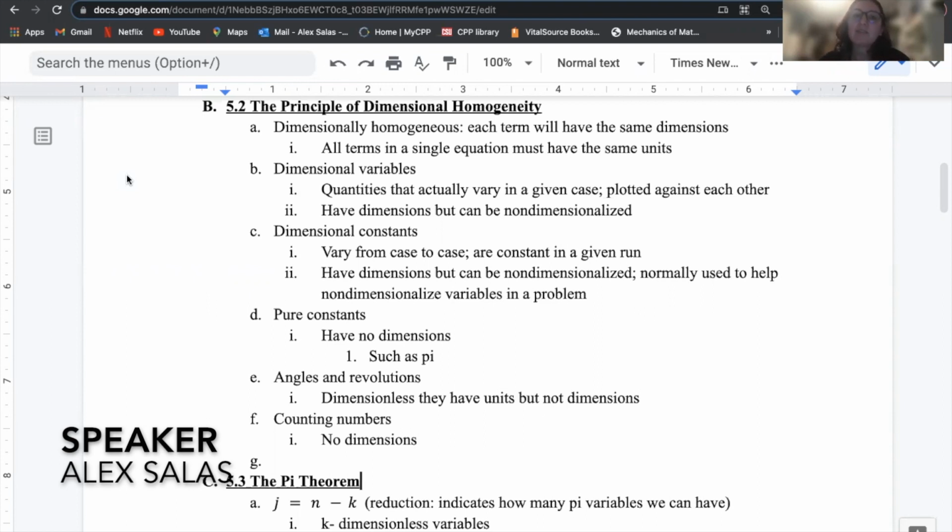Dimensional constants vary from case to case, are constant in a given run, have dimensions, but can also be non-dimensionalized. Pure constants have no dimensions. They're something like pi. And then angles and revolutions are dimensionless. They have units, but no dimension. And counting numbers just have no dimension as well.